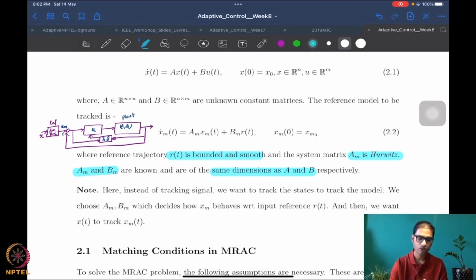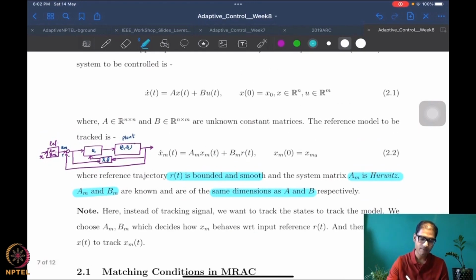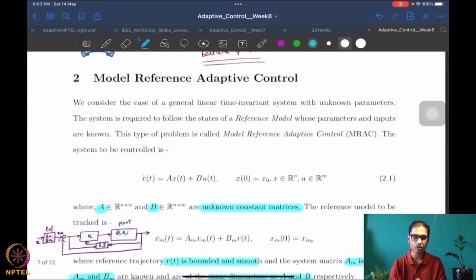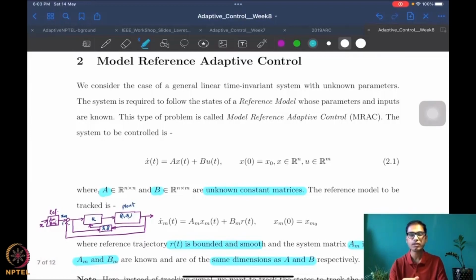Okay. So, of course, A and B are unknown constant matrices. So A and B are assumed to be unknown. These are the quantities that are not known. So this linear system is essentially unknown, and you're trying to figure out what this linear system is, or at least you're trying to compensate for the fact that you do not know this linear system.